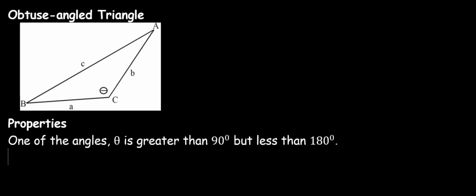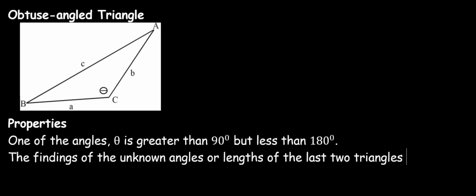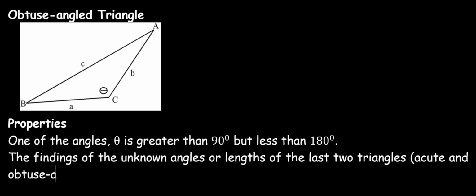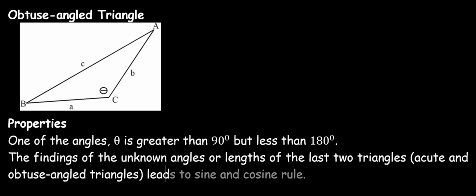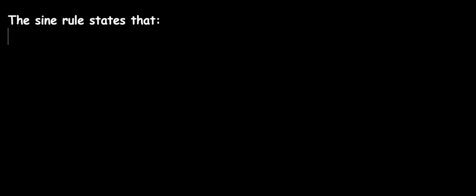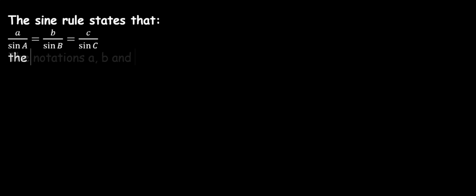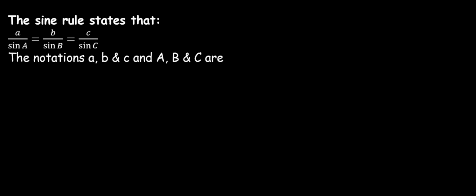The finding of the unknown angles or lengths of the last two triangles, that is acute and obtuse angle triangle, leads to sine and cosine rule. First, the sine rule. It states that a over sine A is equal to b over sine B, which is equal to c over sine C. The notation a, b, and c as small letters, and A, B, and C as capital letters, are applied to the acute and obtuse angle triangle above.